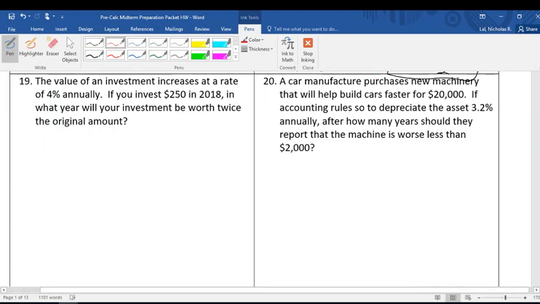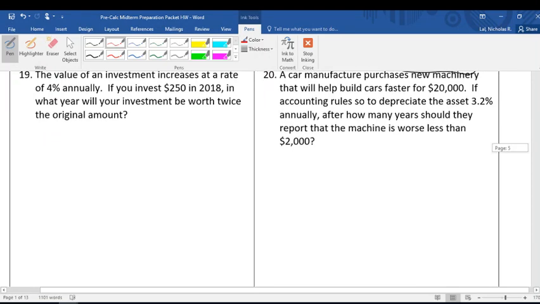Problem 19 says that the value of an investment increases at a rate of 4% annually. If you invest $250 in 2018, in what year will your investment be worth twice the original amount?